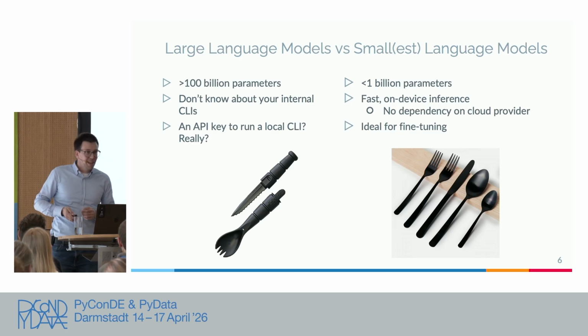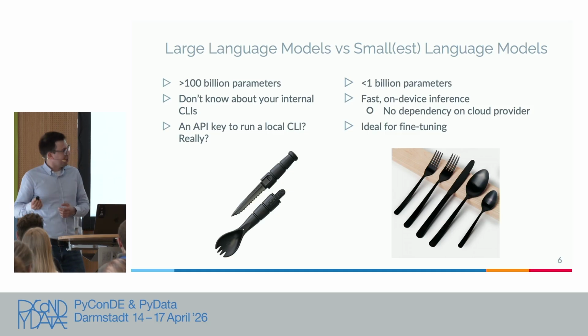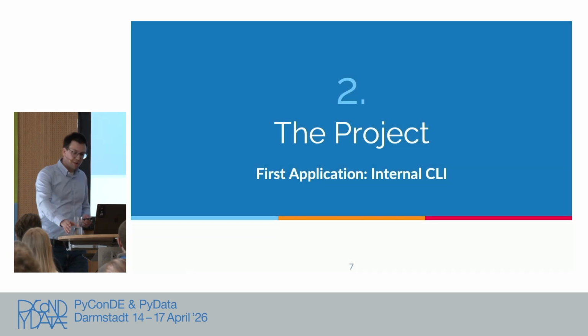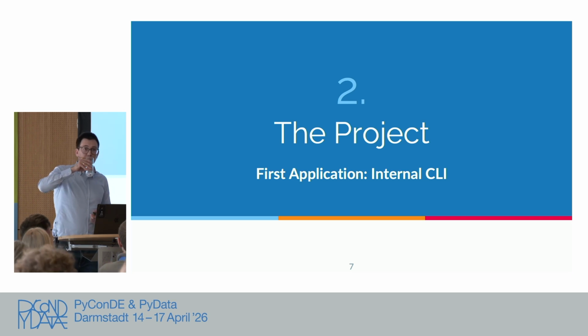That's the plan. And how do we do that? With fine-tuning. With fine-tuning, we can add this information into an existing model, and then that model knows about our CLI and can generate the prompts, or the commands, that we need. All right, so I started with this internal CLI that I showed you.